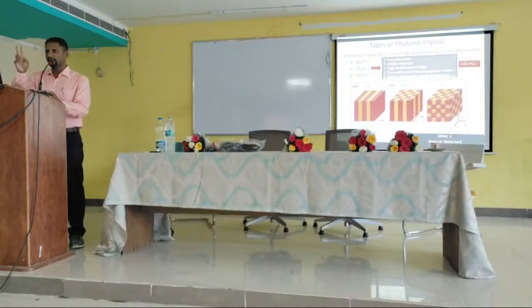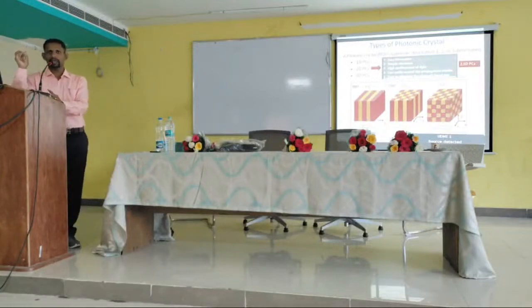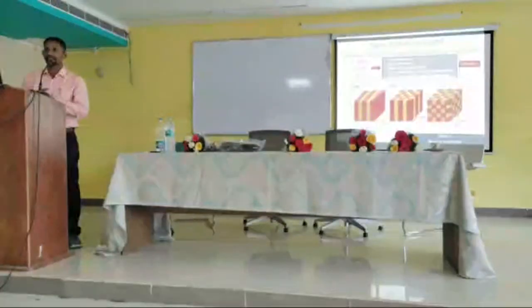Similarly, in the case of a two-dimensional photonic crystal, you can see N1, N2, N1, N2. There are two different directions in which the N1 refractive index value or dielectric constant value is changed. Hence, it is called a two-dimensional photonic crystal. At last, you can see there are three directions: X, Y, Z. In all three directions, the refractive index is varying.